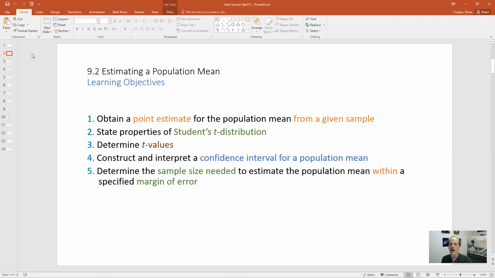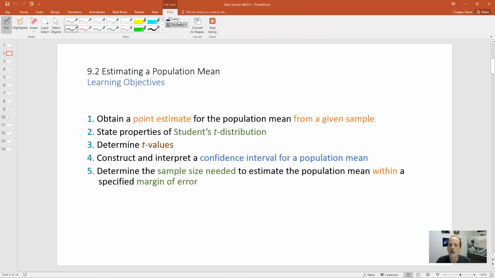Okay. Let's list the goals of today's lesson. We're going to obtain a point estimate, just like we did for proportions, but we're going to calculate a mean from the sample instead of a proportion. That's just add them all up and divide by the sample size. That's how we'll calculate our point estimate, and it's called X bar instead of P hat. When we get the result, that's going to be X bar.